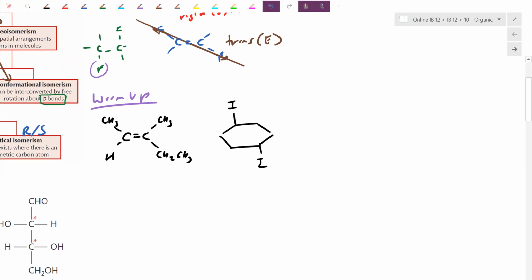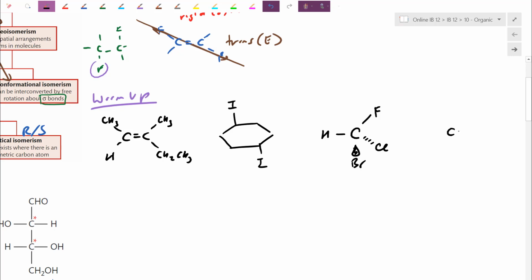Just practicing R and S as well. Let's just get used to seeing these tetrahedrals. It's always going to be a chiral carbon, so it's a carbon that's connected to 4 different groupings. Let's put a hydrogen. Let's go up here to a fluorine. Behind the page is going to be a chlorine. And then in front is going to be a bromine group. I'm just randomly sketching these, so I don't know what's going to end up happening.